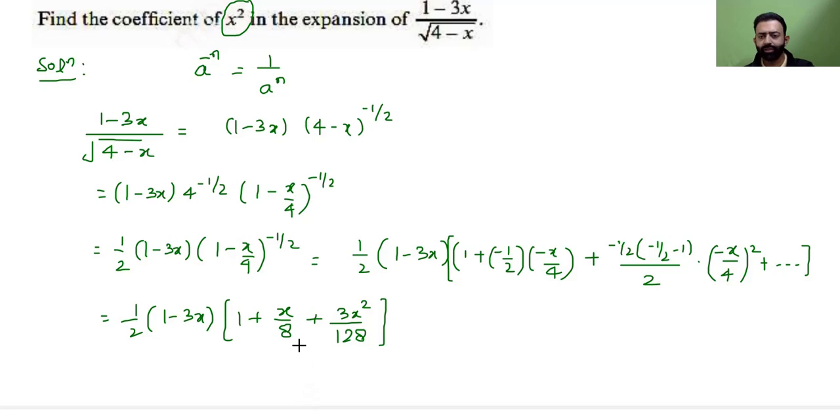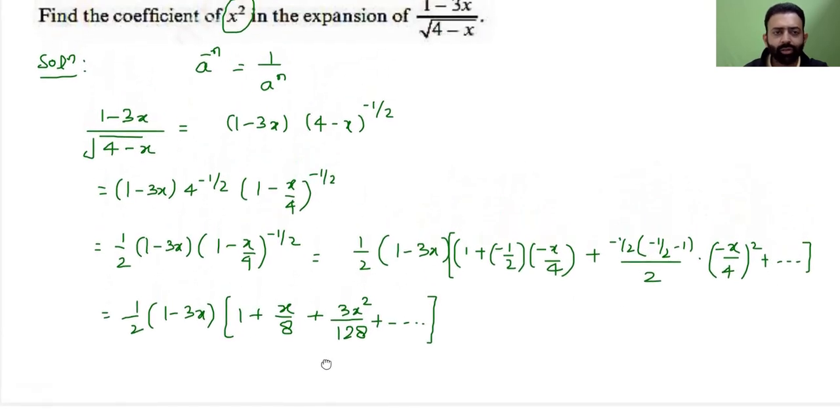Okay, so this is the expansion for this, and obviously plus dot dot dot like this. Okay, let me check it again. It is minus half, this is minus 3 by 2, it is plus 3 by 4, right? So plus 3 by 8, 8 into 16 is 128, and in the numerator we have 3, so it is 3x square by 128. Okay, I think it is right.